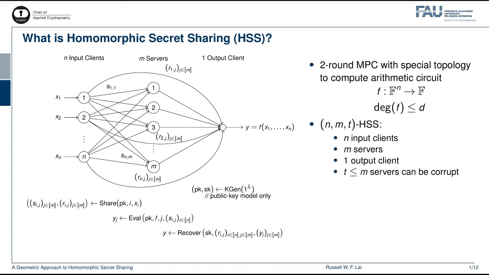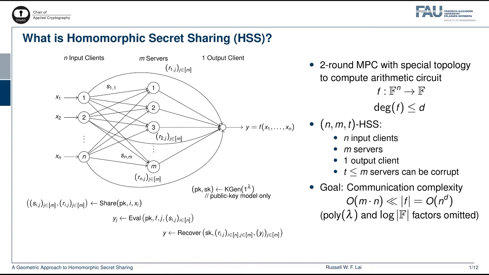In more detail, an n-m-t HSS scheme involves n input clients, m servers, and one output client. Among the m servers, t of them can be corrupt. The goal of an HSS scheme, as opposed to general-purpose MPC protocols, is to minimize the communication complexity. That is, we aim to achieve a communication complexity that is much smaller than the description size of f.